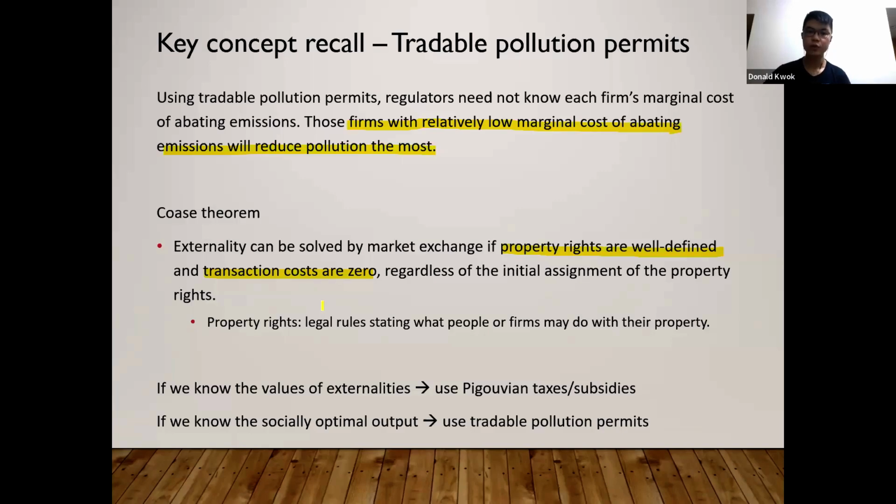And to conclude the solutions, if we know more about the value of the externality, the price side, then we will use Pigouvian tax or Pigouvian subsidies to tackle the problem of externalities.